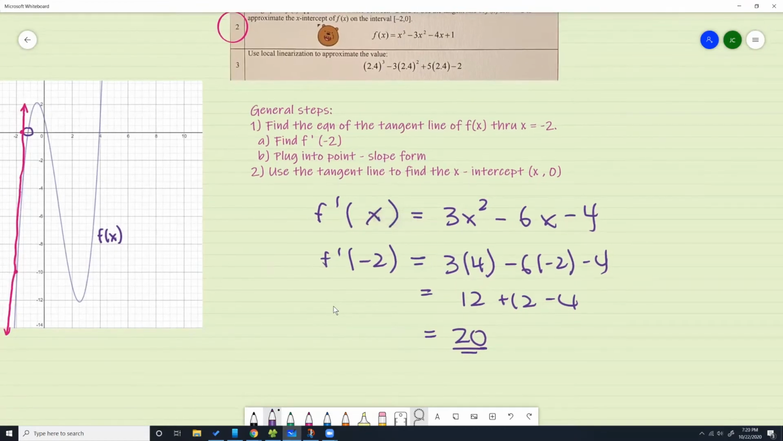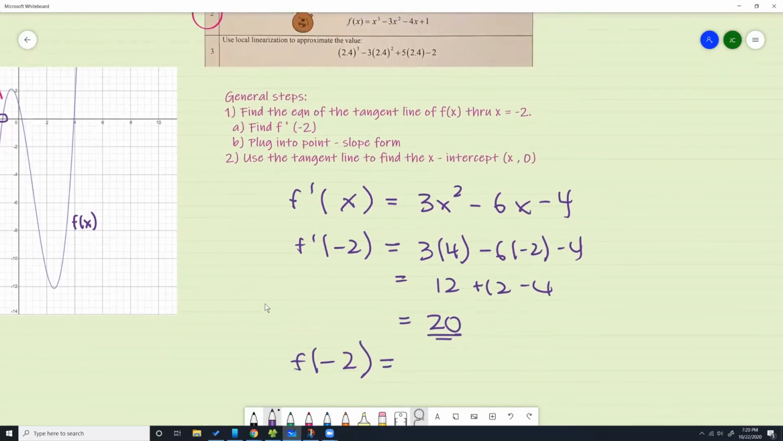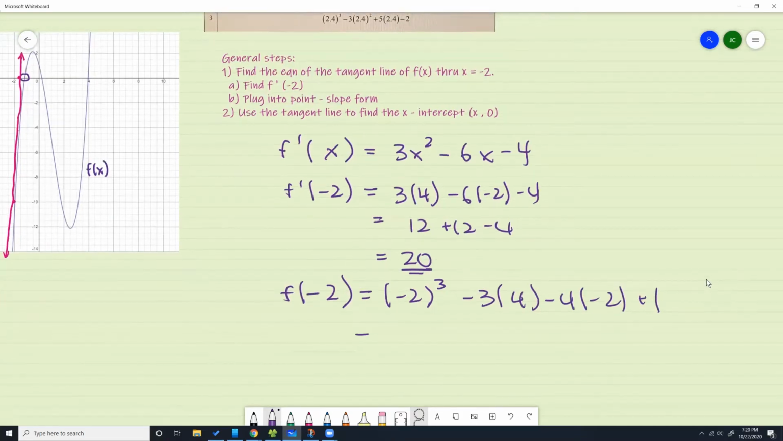And we're also going to need the point. We're also going to need to find f of -2, so we have the point that the tangent line will pass through. Okay, so that's going to be -2 cubed minus 3 times 4 minus 4 times -2 plus 1. That's going to be -11.